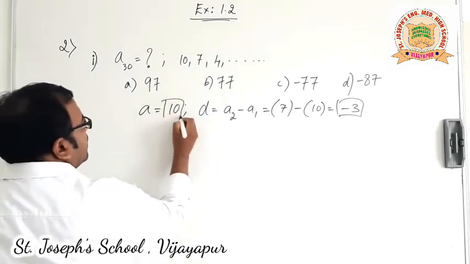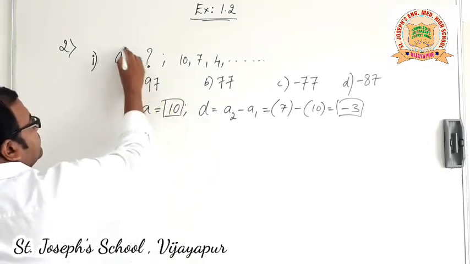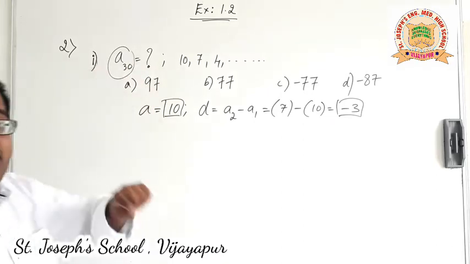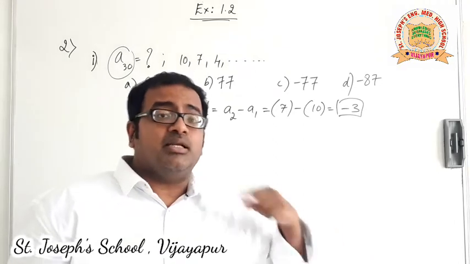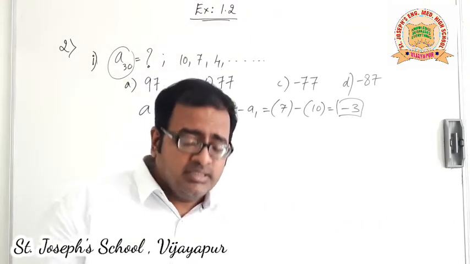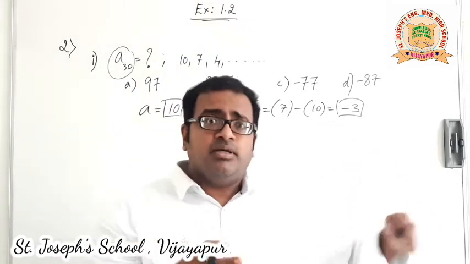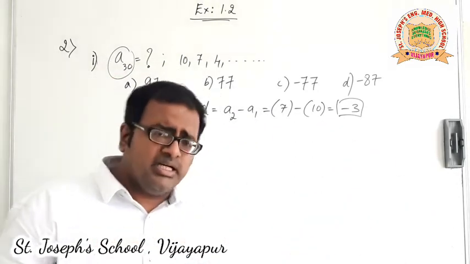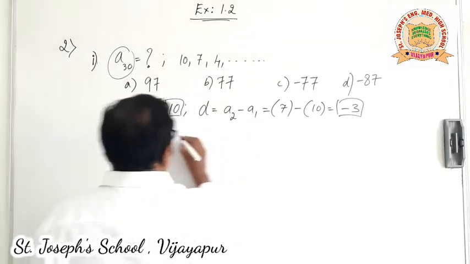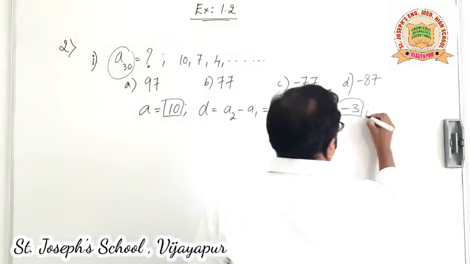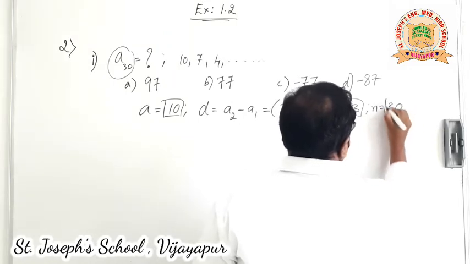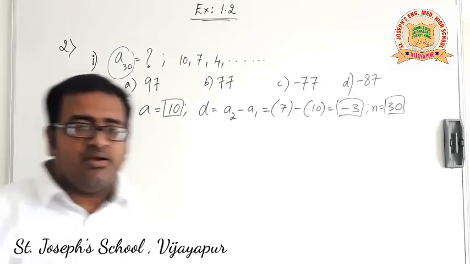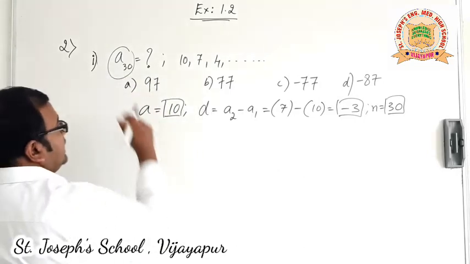I got a, I got d. Next I want the number of terms. If you look at this term, this is the nth term or the last term which I have to find out. If a30 is the last term, then that means the number of terms must be 30. If there were 10 terms, which is the last term? 10th term. So if 30th term is the last term, means how many terms? 30 terms. That means n is equal to 30. So I got these 3 values. Using this, in the an formula, we can find out a30.